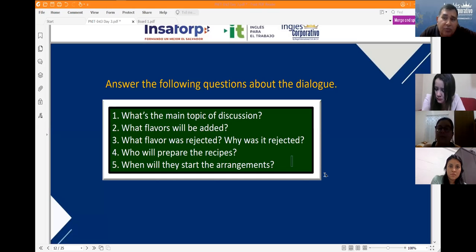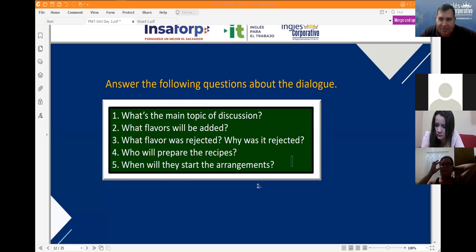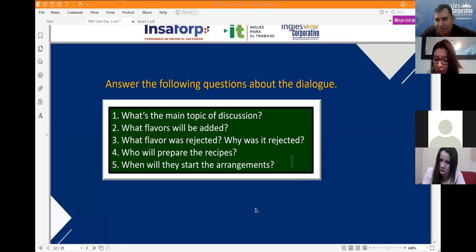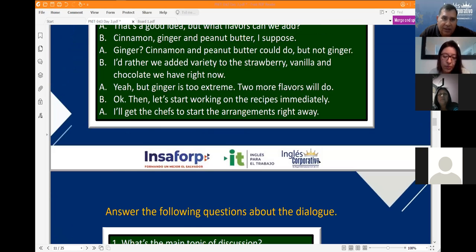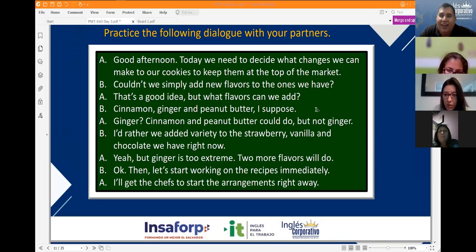Okay, ladies and gentlemen, now we are all here in the group. What's the main topic of discussion? The flavor of the new product. Yes, but there is something more important than the flavor. Maybe the changes in the flavor of the cookies so that they are at the top of the market. So the topic of discussion is adding something to what you already have. The idea is to include new flavors in the cookies. Exactly. The changes in the cookies.